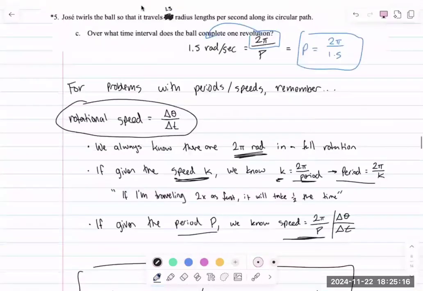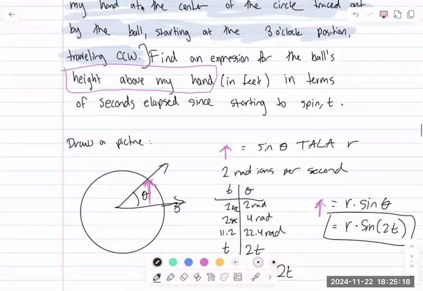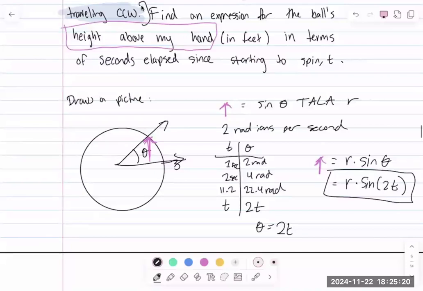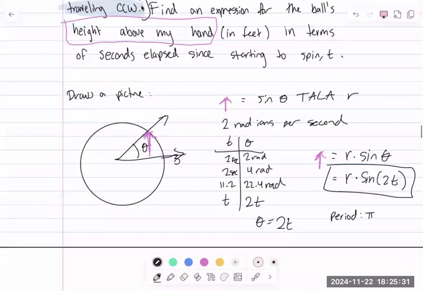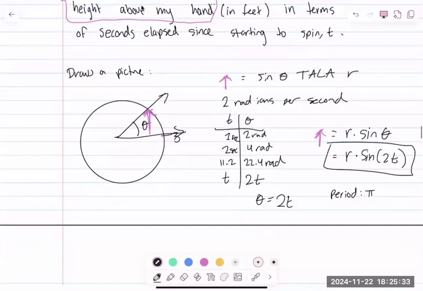Okay. So thinking back to up here, since we're going at 2 times the speed, our period is pi. It'll take pi seconds for that full rotation, since we're traveling twice as fast. However, we never put pi into our sine. We put 2. So our speed goes in here, okay?